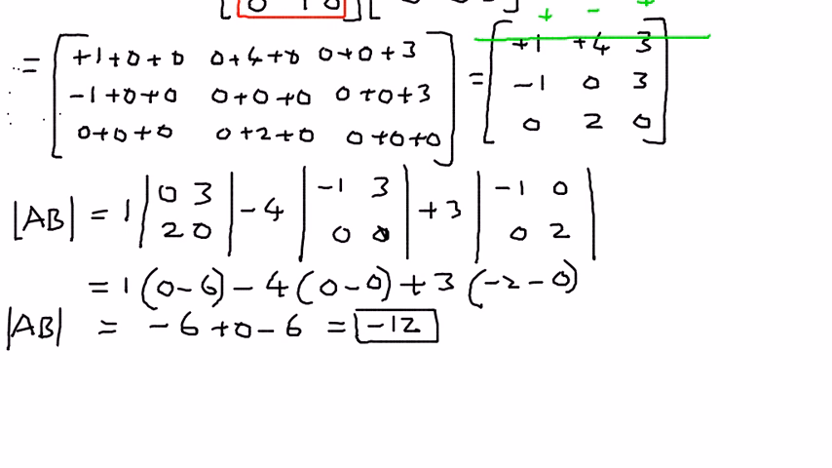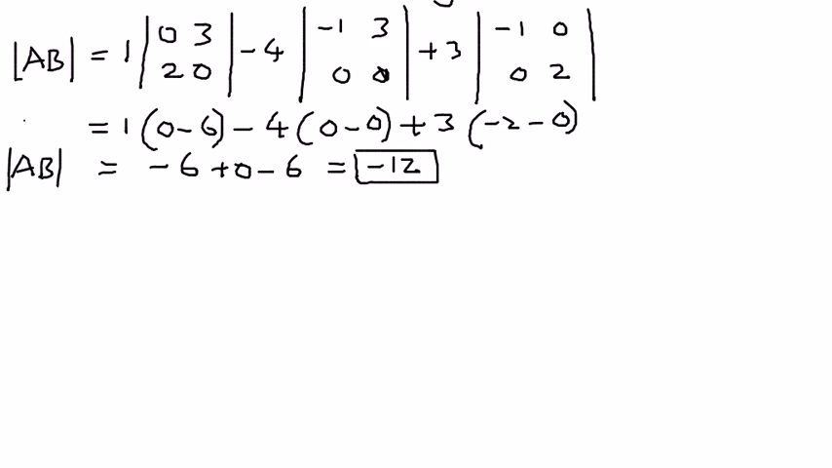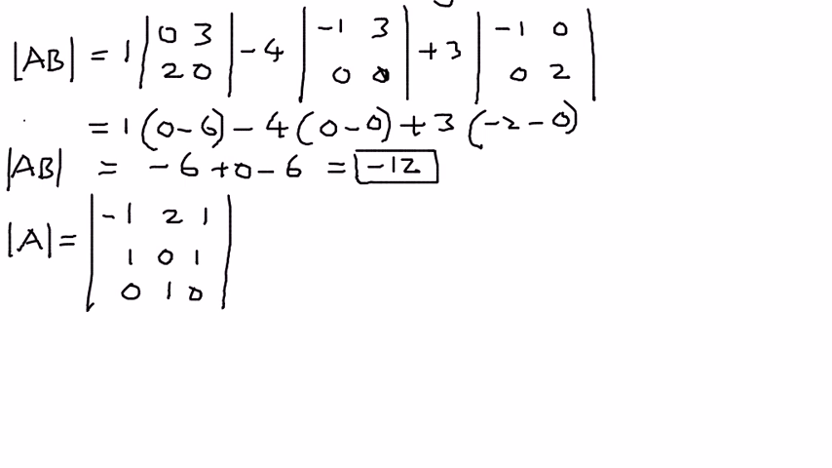Now we need to prove the right hand side and see if we get to the same value. To do that, we want to find the determinant of matrix A, which is going to be negative 1, 2, 1, and then 1, 0, 1, and then 0, 1, 0. These are the elements of matrix A. And to find the determinant of this, the way we want to do this is as follows.